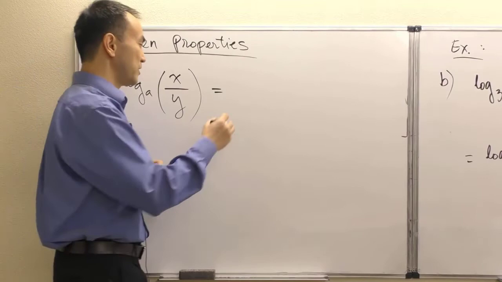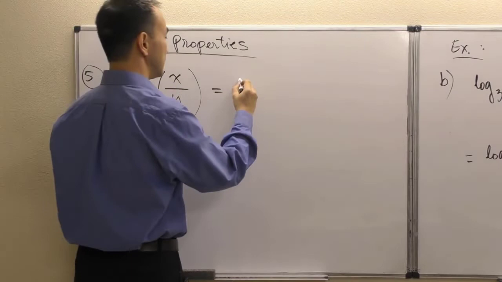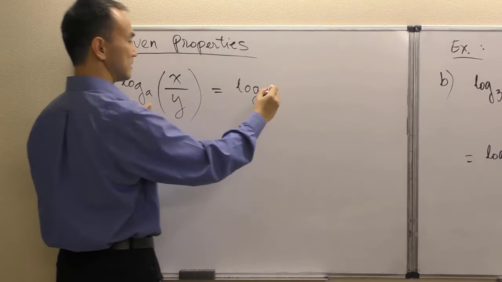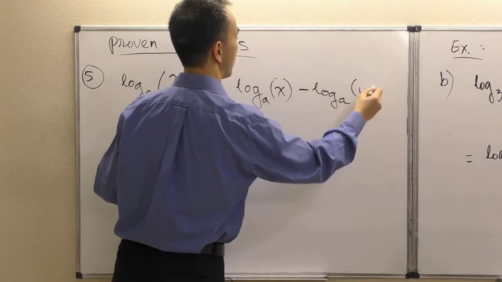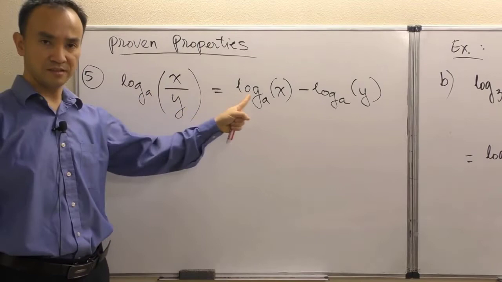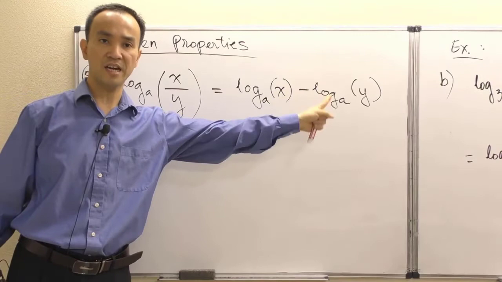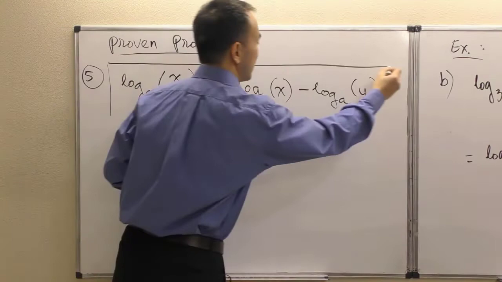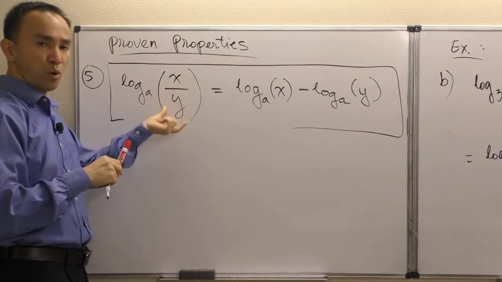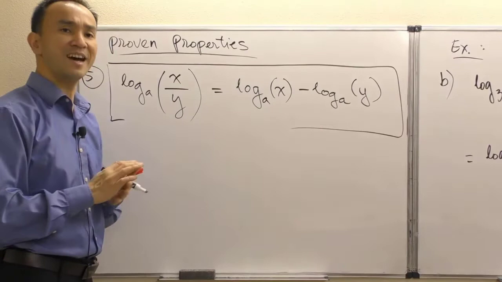Now we have a property that says anytime we're taking the logarithm of a quotient, the same result can be obtained by doing log base A, same base, of x, subtract log base A of y. The logarithm of a quotient can be calculated as log base A of the numerator minus log base A of the denominator. So what I have done here is re-expressed it. It's a property that guarantees the logarithm of a quotient equals the difference of the two logarithms, same base.